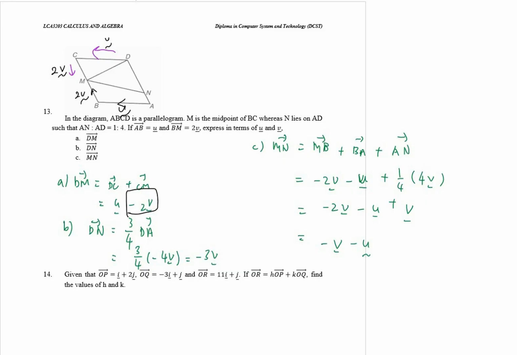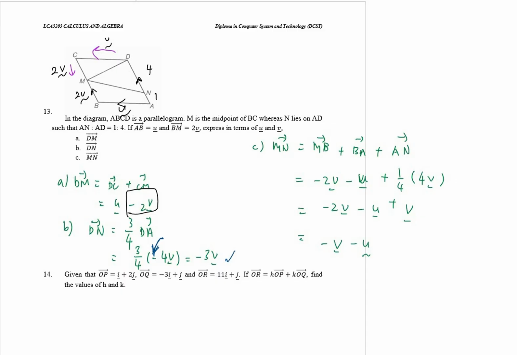Okay, next one, DN. DN is negative 3 over 4 DA, because AN is 1 to 4. Remember our arrow goes up, so if it's down, terbalik, then you need to put in a negative here. So therefore negative 4V. 3 over 4 times negative 4V will give you negative 3V.